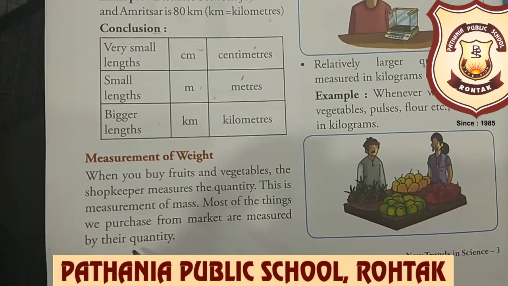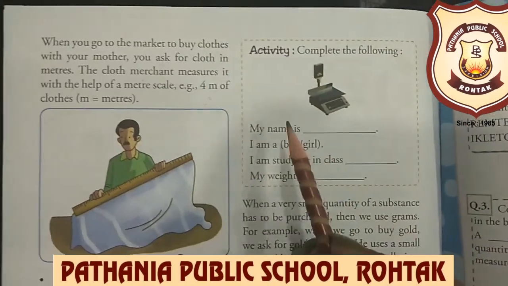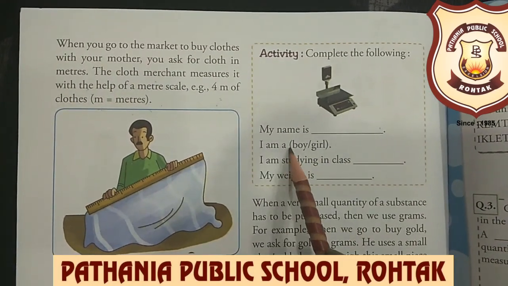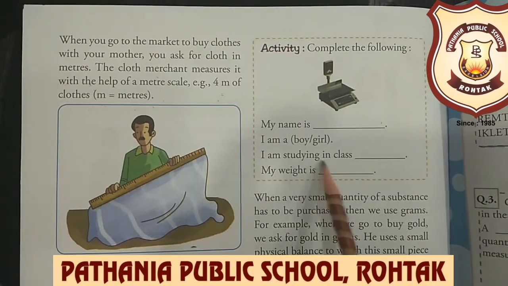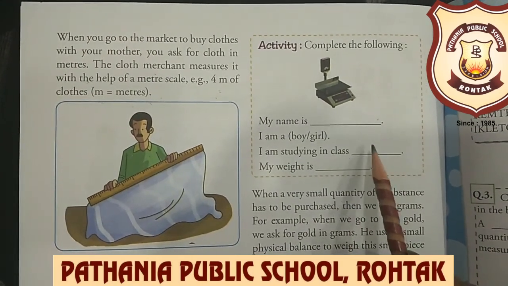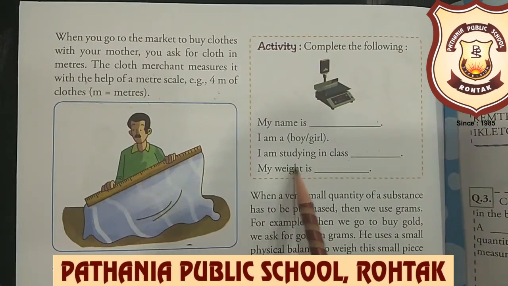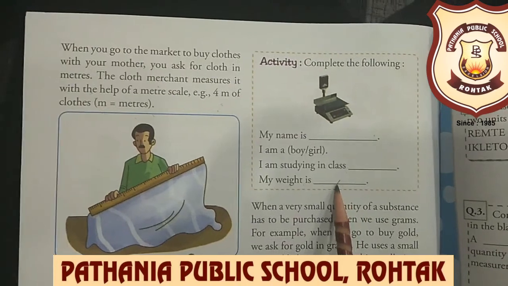So here we have an activity to do. Complete the following. My name is, here you need to write down your name. I am a, if you are a boy, tick on boy. If you are a girl, tick on girl. I am studying in class. In which class do you study? You are in class 3. So write down here class 3. And my weight is. So today you have to measure your weight and write down here your weight.